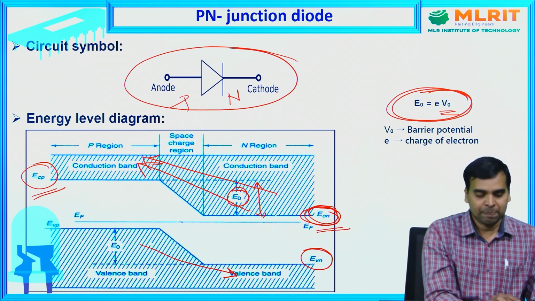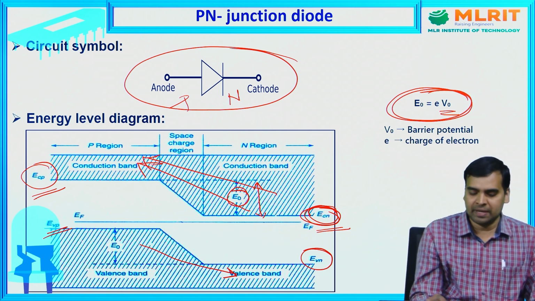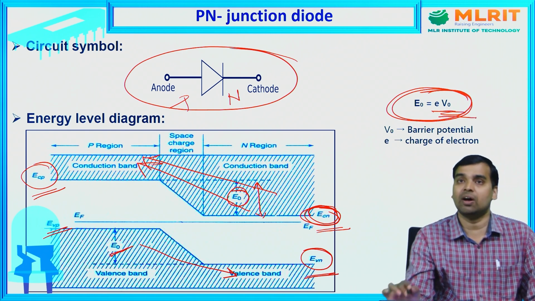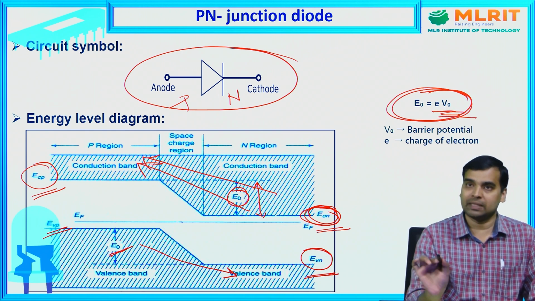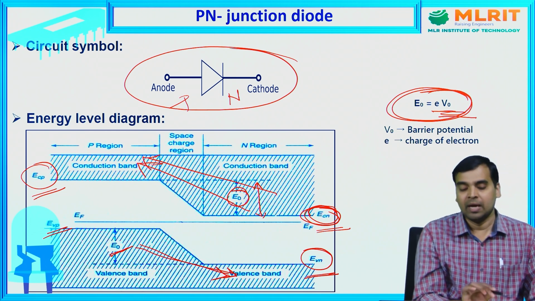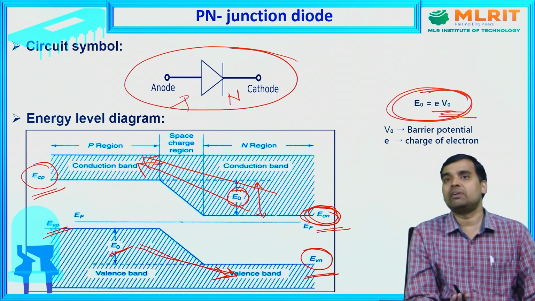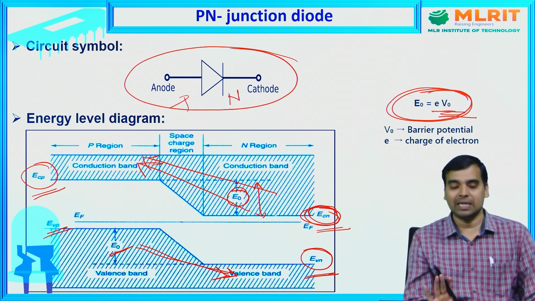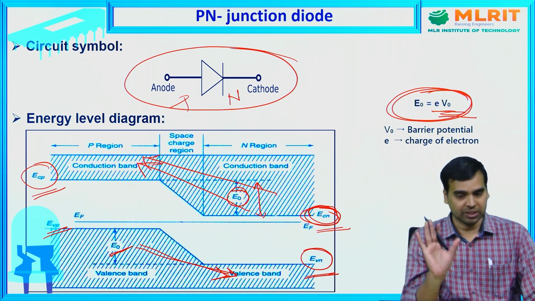Similarly, the energy difference between EVP and EVN is again E0, which is nothing but EV0. So if it is possible to supply that amount of energy to the p-n junction layer, holes can move from p-type to n-type. In such a way, the energy level diagram will be formed after the formation of the p-n junction layer. I hope it's clear about the energy level diagram of the p-n junction layer.